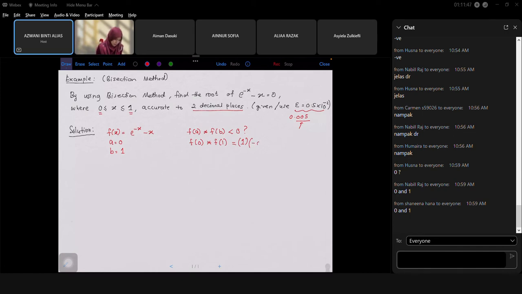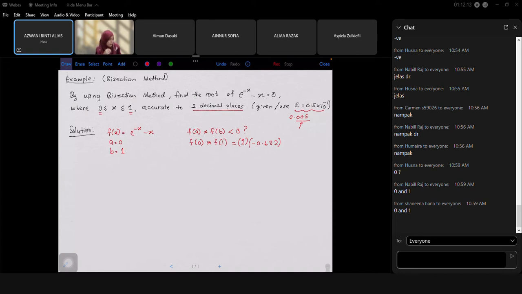Negatif 0.632. So usually dalam dah start pengiraan ni kita tak guna dah chopping. Kita dah start guna rounding. Sebab we know that from chapter 1 kita tahu that rounding is better than chopping kan. Ada the last exercise tu. Okay, sebab the improvement of the relative error. Ingat tak?